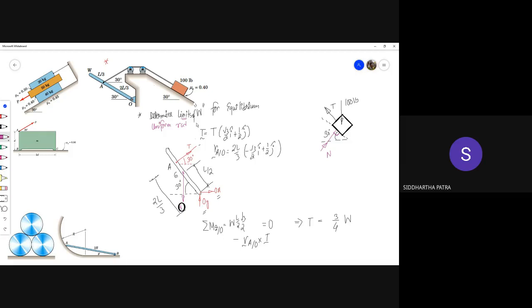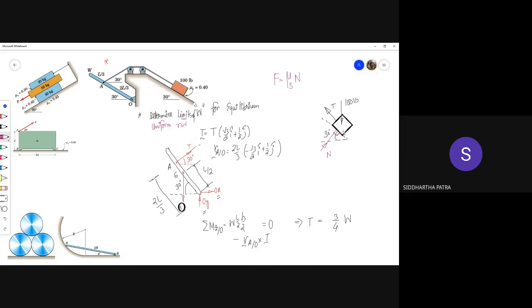That means the situation is that the system is still in equilibrium, but on the verge of not being in equilibrium. That is, on the verge of having a relative motion between the surfaces. The point is that the friction is limiting friction. That means friction force is mu s times N, and that serves as the third equation.